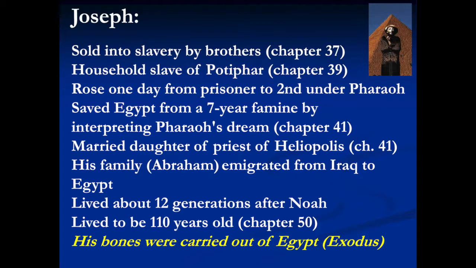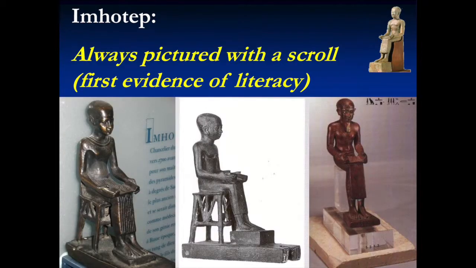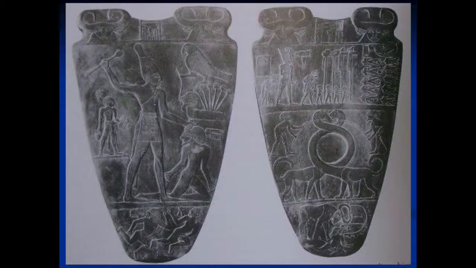Next slide. Joseph's bones were carried out of Egypt. Next slide. Imhotep's tomb has never been found. Now, this would not be particularly remarkable, except finding the tomb of the patron of writing is expected to be well worth the effort. And they've been turning the place upside down looking for Imhotep's tomb, and they haven't found it. Next slide. Okay, who is this guy? He's actually considered history's first genius. I said first evidence of writing. Next slide.